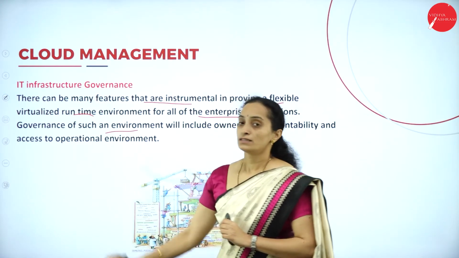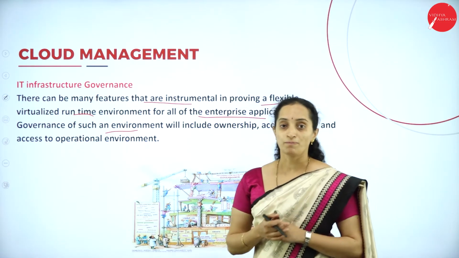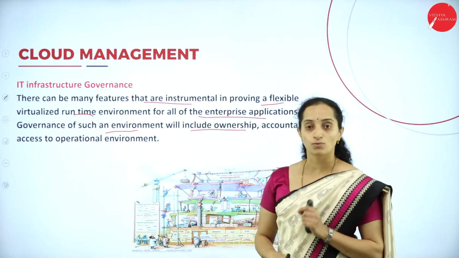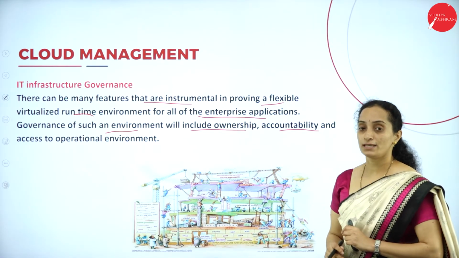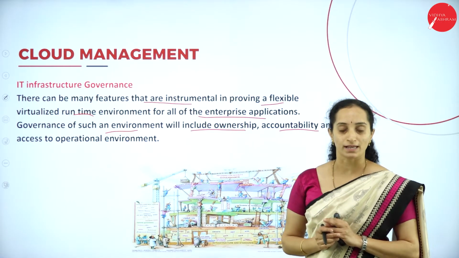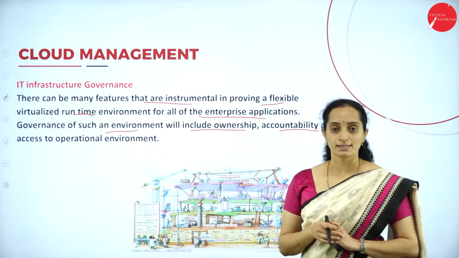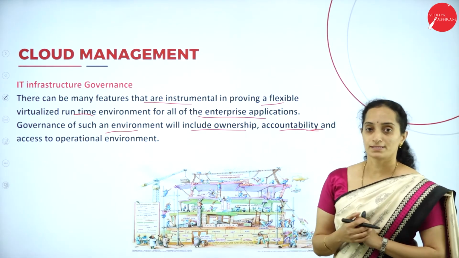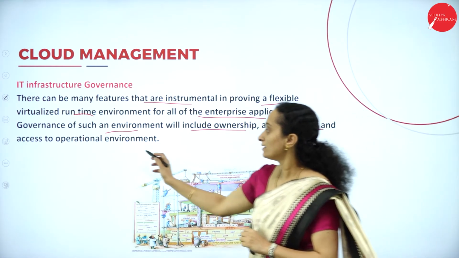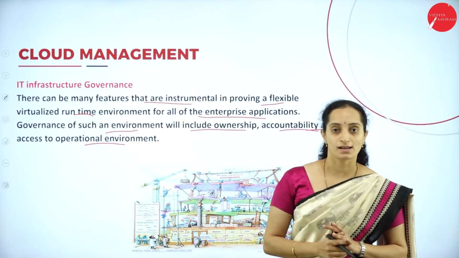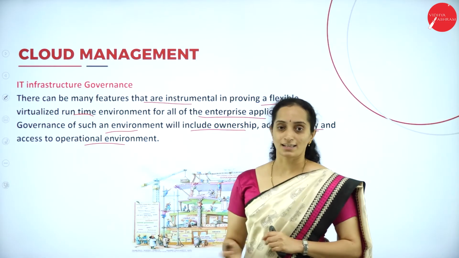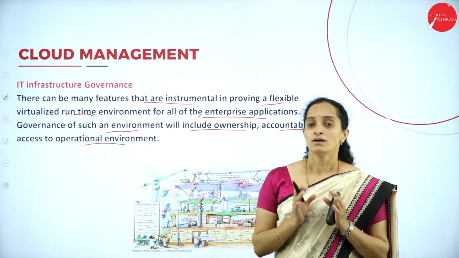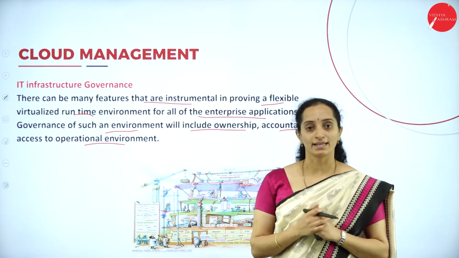All these things must be controlled by the IT infrastructure governance. Along with that, the governance in such a complex environment will include ownership and accountability. You must be accountable for the service you have obtained. If you have obtained a service, you will be responsible for knowing how many hours the person has used the service, and the access to the operational environment. That is, governance is nothing but controlling the IT infrastructure in an enterprise.